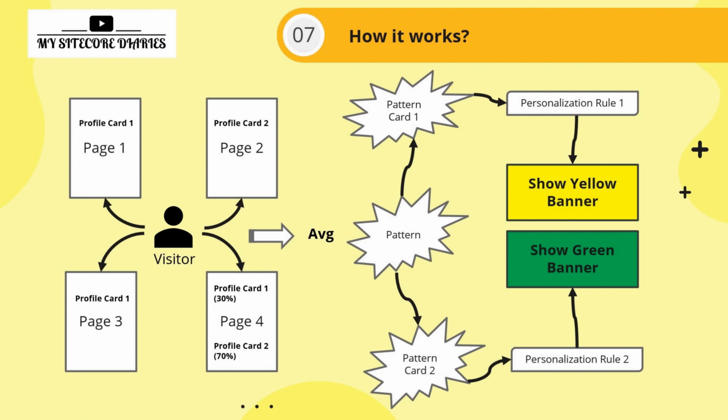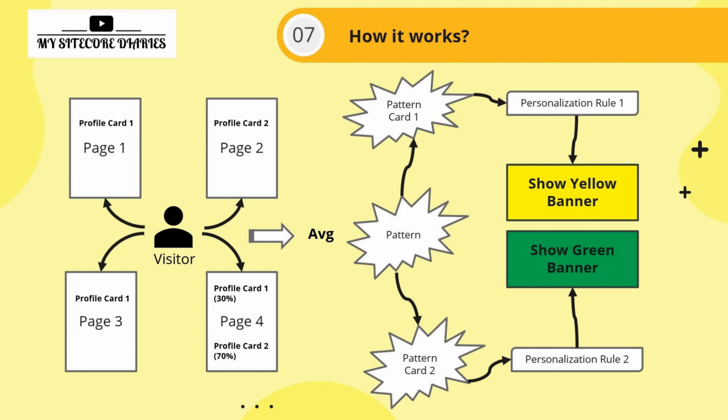To set up adaptive personalization, I will just summarize the things which are required. First of all, we have to create the profile. A profile is nothing but the behavior, or how you are categorizing your visitors. That category is called a profile. Then you will create the profile keys. Profile keys are nothing but the attributes of the profile.